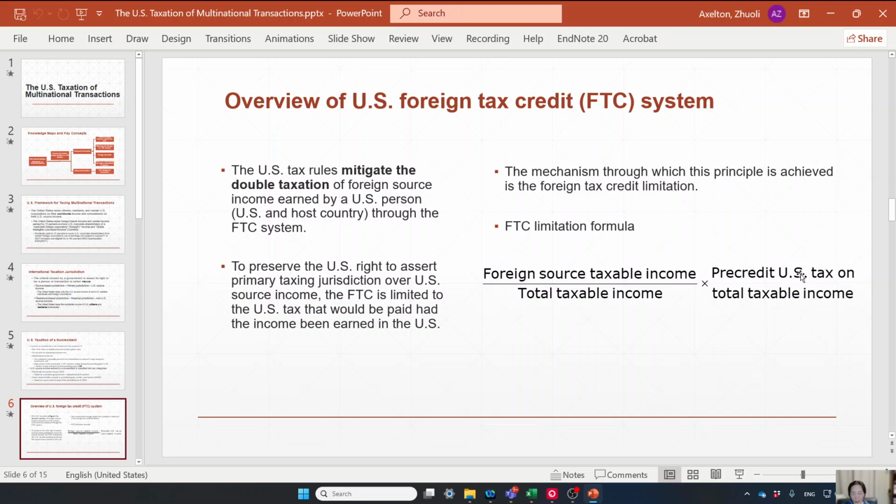Because if the tax rate is 21%, the pre-credit U.S. tax on total taxable income divided by the taxable income should be 21%, unless there are some other credits going on here.